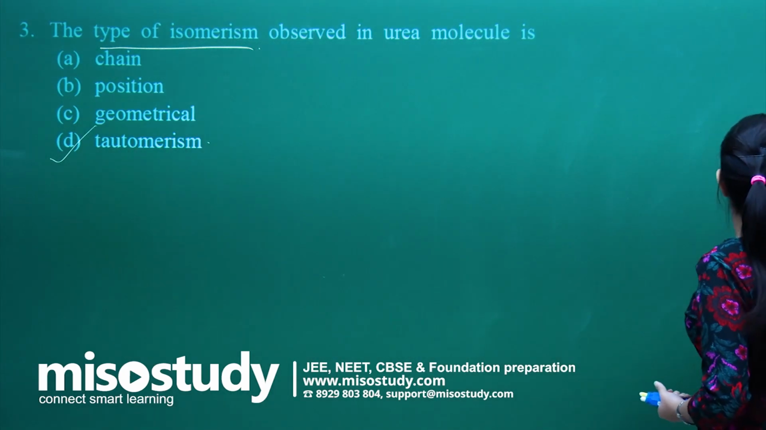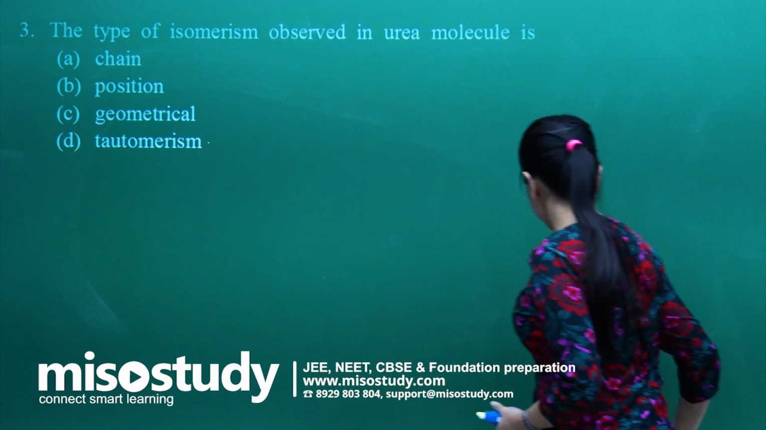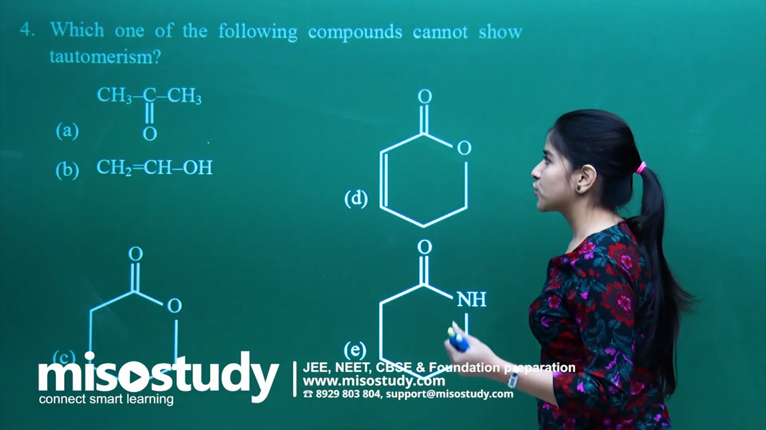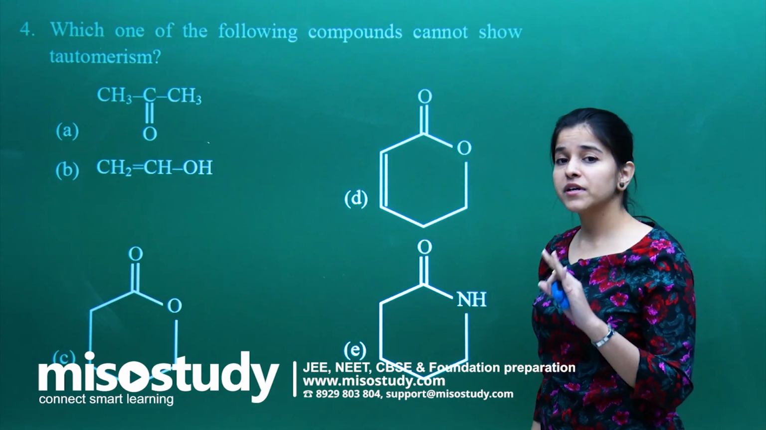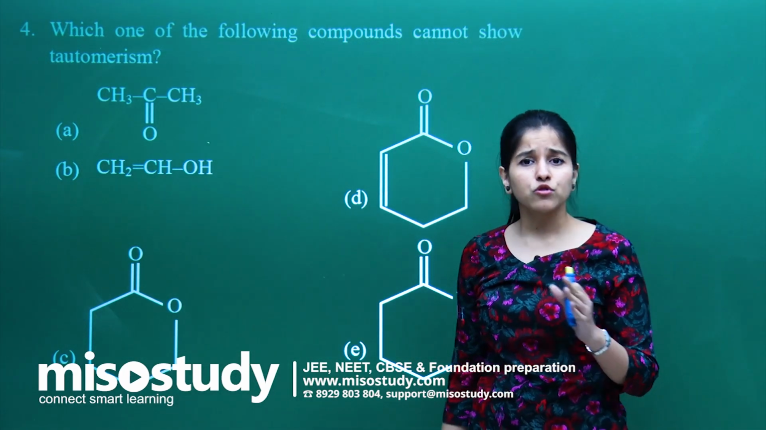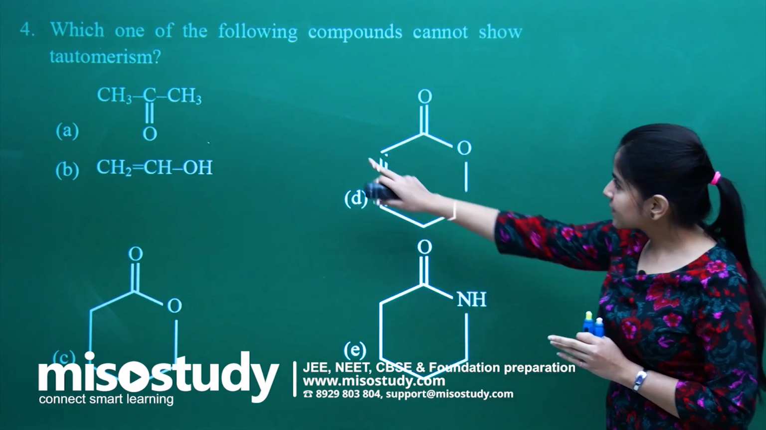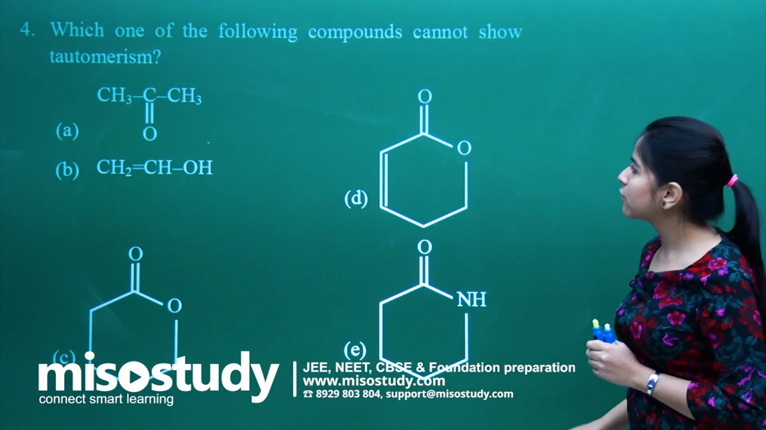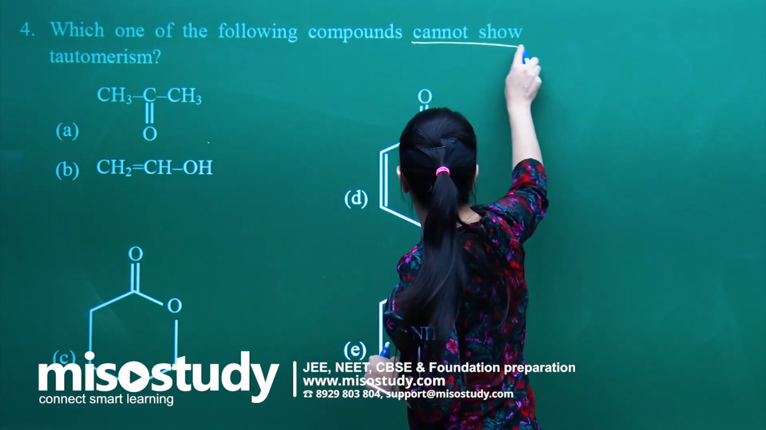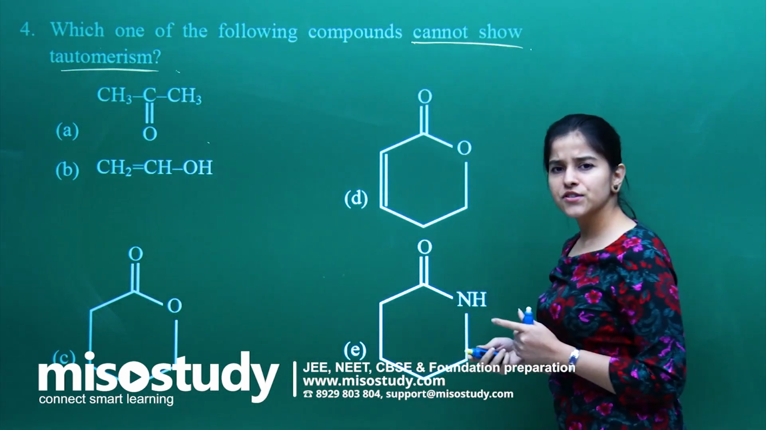What do I have? Next question says, which one of the following compounds cannot show tautomerism? So as I said, I will be covering mostly questions from the topic tautomerism. It is mostly a repeated topic. So let's now check out which of the following compounds cannot show. You need to be very careful while reading the question. Cannot show tautomerism. So let us just observe.